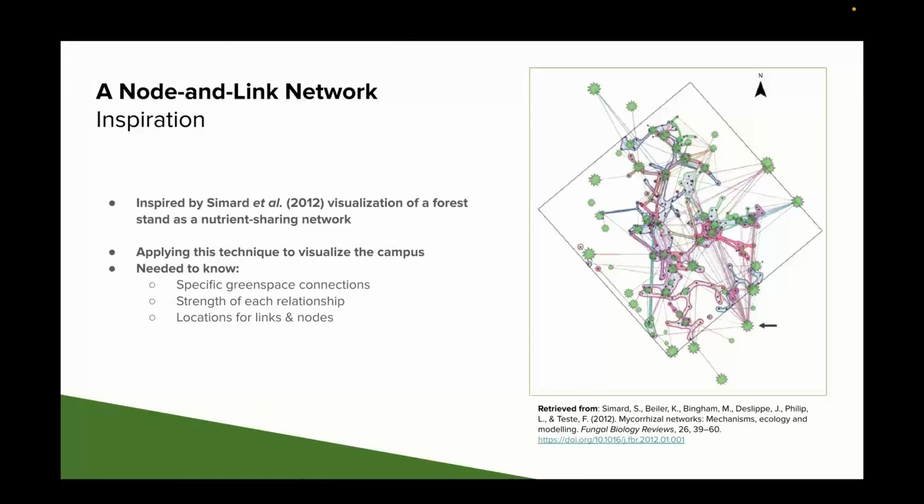My goal was to make a map of the entire campus with the nodes or hubs as individual green spaces and the links showing which green spaces were connected to one another. To do this, I needed to know three things. Firstly, which green spaces were connected to which other green spaces. Second, how strong this connection was for each relationship. And thirdly, the location of the start and end points for each link.